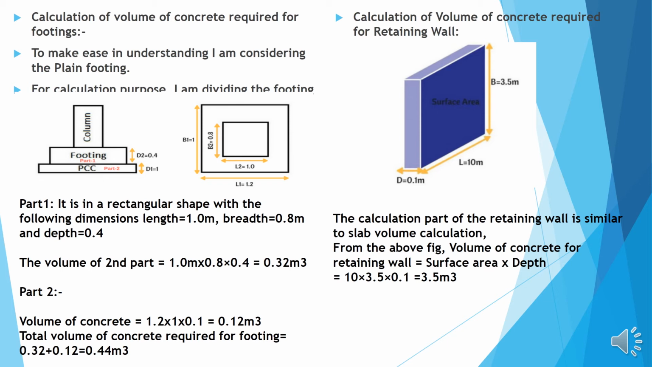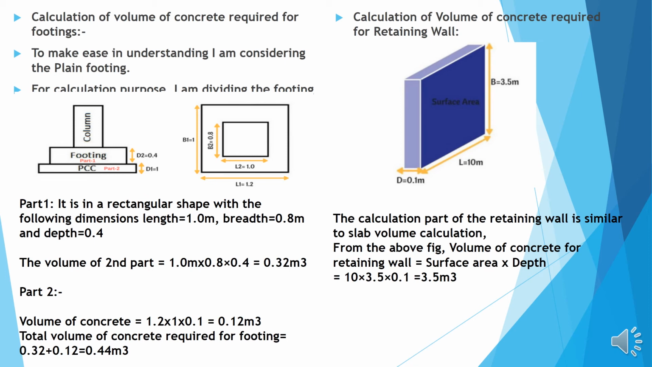Calculation of volume of concreting required for a footing. For understanding, I am dividing the footing into two components. One is a footing and the other a column. See, here you can see the images. This is the footing, which is of size B1 L1. This is the size of the column, that is L2 is equal to 1 meter, breadth B2 is equal to 0.8.